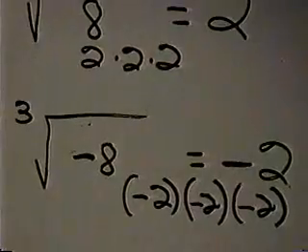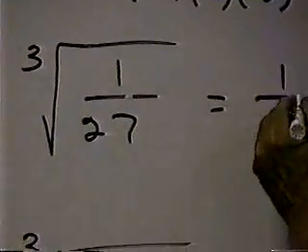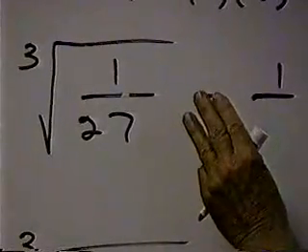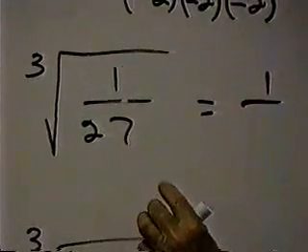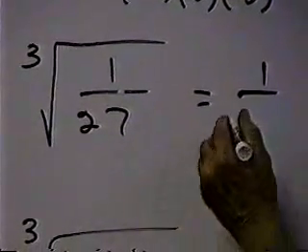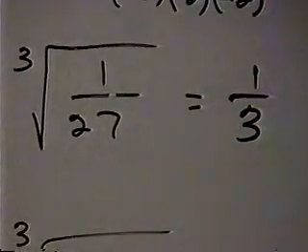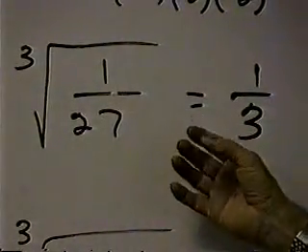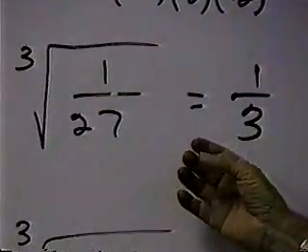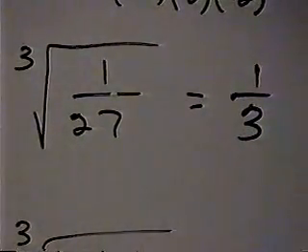All right, cube root of 1 over 27. Cube root of 1 is 1, because 1 times 1 times 1 is 1. And 3 times 3 is 9, times 3 is 27. So 3 is correct. If you don't see these, just practice. Try 2 times 2 times 2, 3 times 3 times 3, 4 times 4 times 4, 5 times 5 times 5, and see which one works.